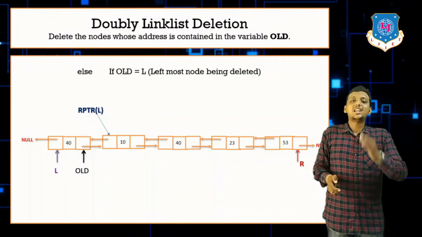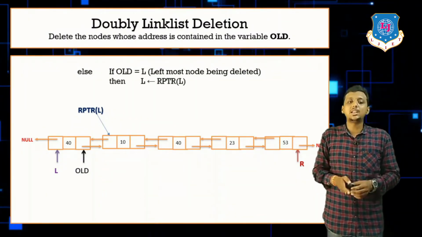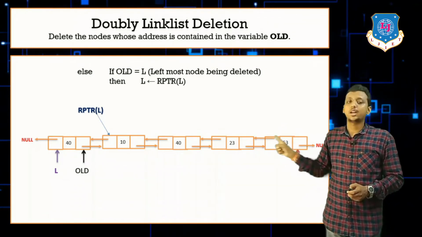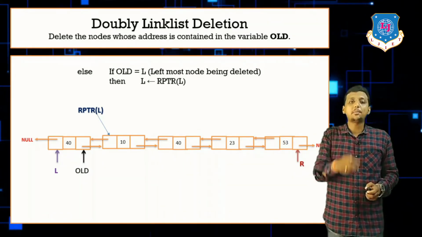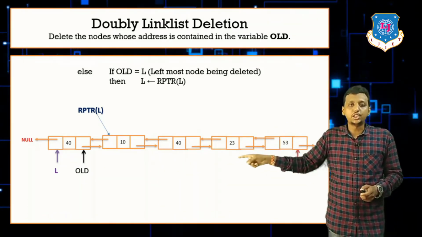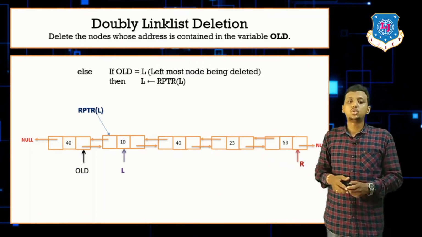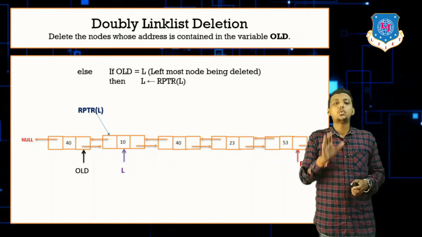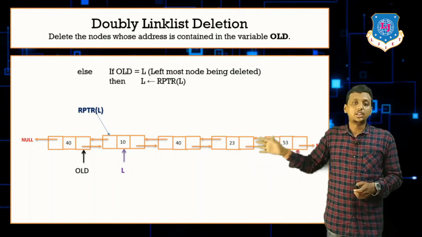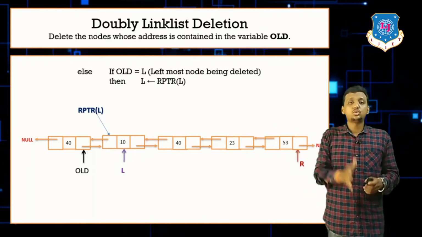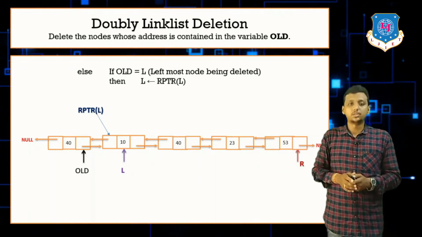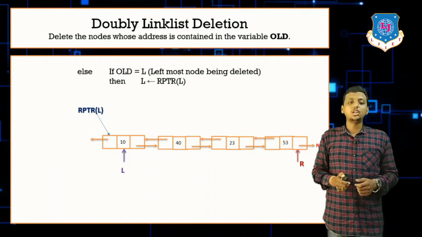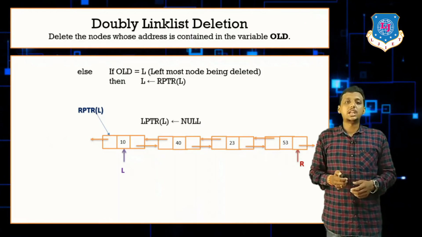Okay, so I just need to write only one statement, and that is L arrow RPTR of L. So here my L pointer is moved from 40 and goes to 10. This is how I can remove my leftmost node. So students, it is gone. Now, what about the next condition?